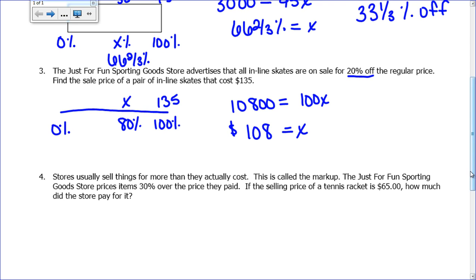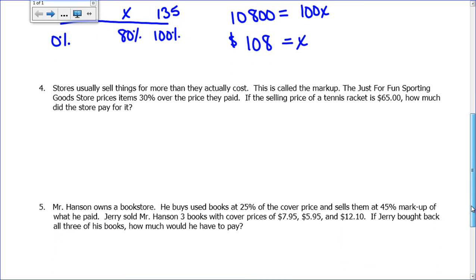So now, Just for Fun Sporting Goods has a tennis racket. Stores usually will sell things for more than what they actually cost. That's how they make their money. This is how they get profit. It's called the markup. Just for Fun Sporting Goods prices items 30% over the price they paid. If the selling price of a tennis racket is $65, how much did the store pay for it? Well, in this case, I don't know the original price of the tennis racket, because that's how much the store paid for it, but I do know that they marked it up to $65. And that is 30% more than what they paid, so that's at 130%.